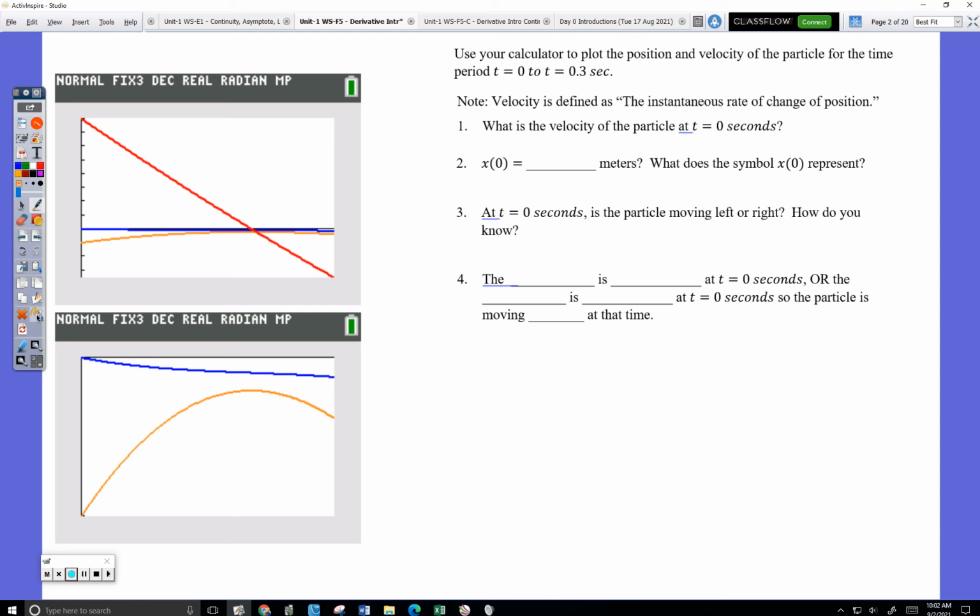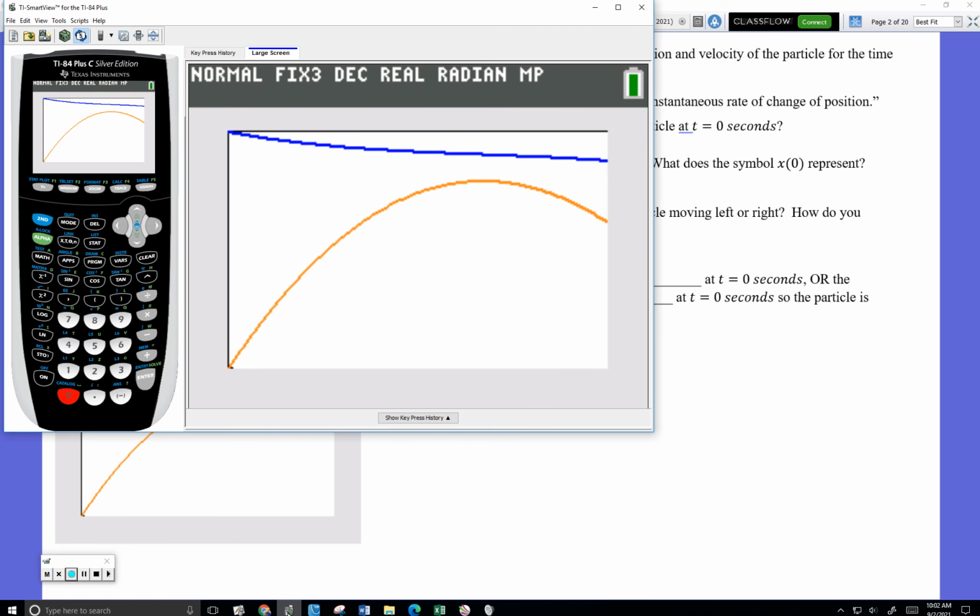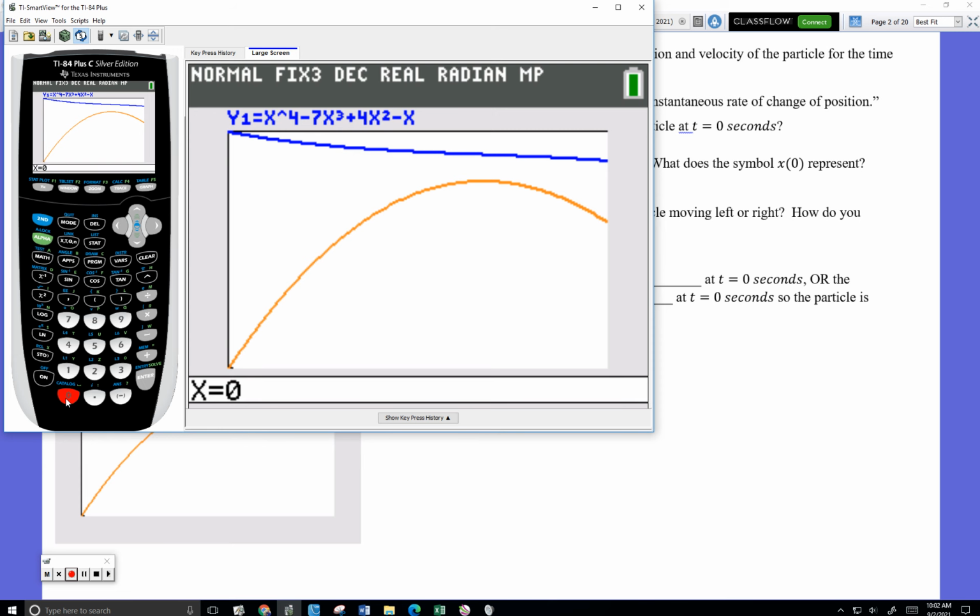So this graph is depicting a particle moving back and forth. For example, if we hit on our calculator, trace, and then we make sure we're on the top graph, which is the position, and we type in 0, it'll say x equals 0. That means time equals 0. And if I press enter, you'll see the cursor here. I'm trying to show this for the people on TV. There we go, the video.